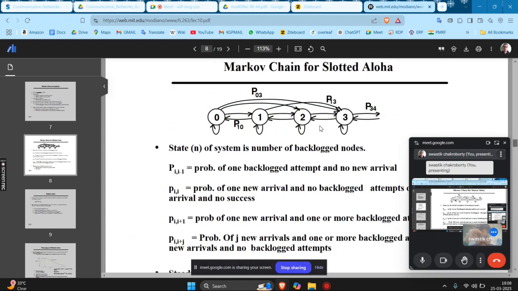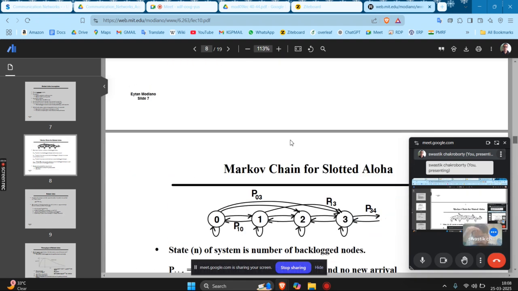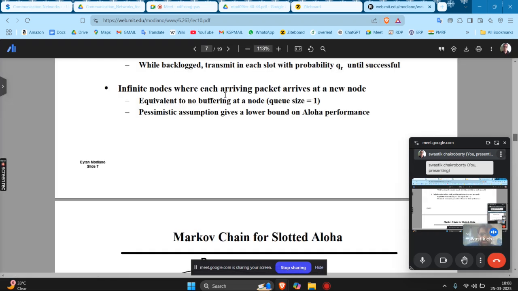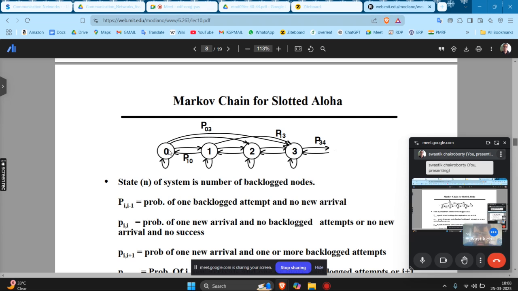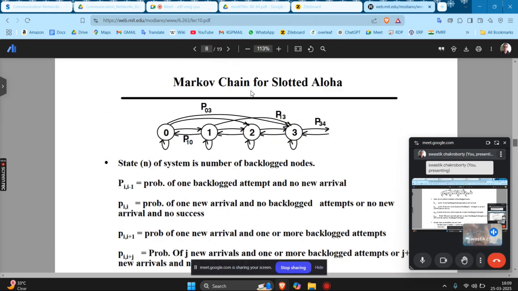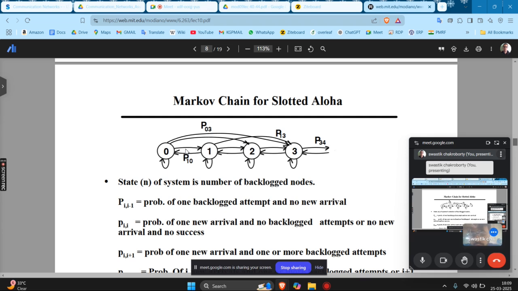Here we can see there is a Markov analysis of slotted ALOHA. Here, 0 is the number of nodes which have some packet to send but cannot send right now because they are waiting for their own slot. So it is the number of backlog nodes. If there are 0 backlog nodes and 1 packet arrives, it will go to 1, or it can go to 2 or 3.